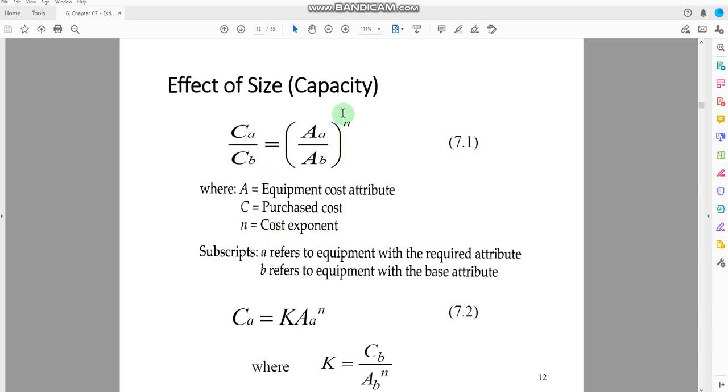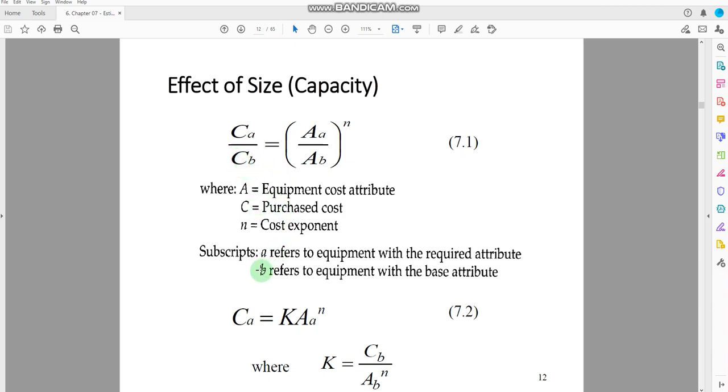So we will use this equation to estimate CA, the cost of new equipment, based on the capacity of the new equipment and the old equipment, and we have to compare that one with the cost of the same equipment in the earlier years.